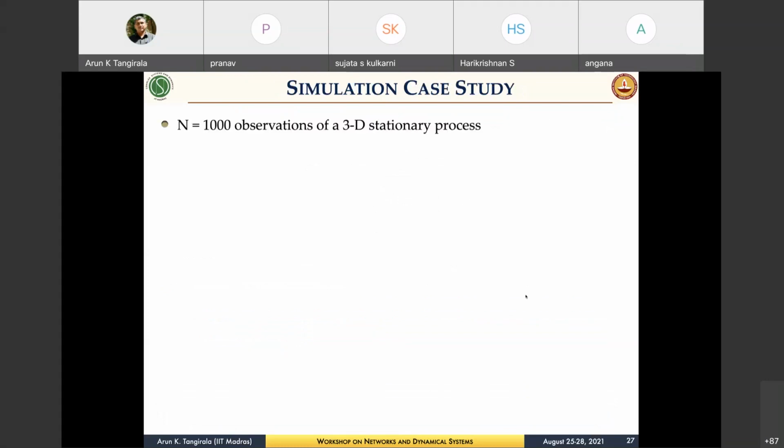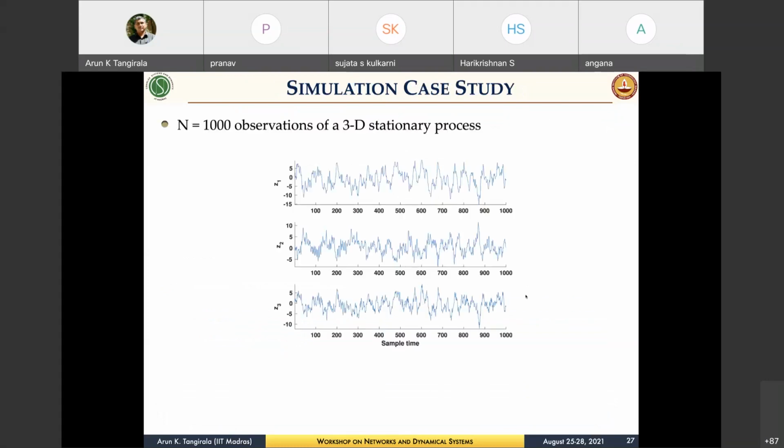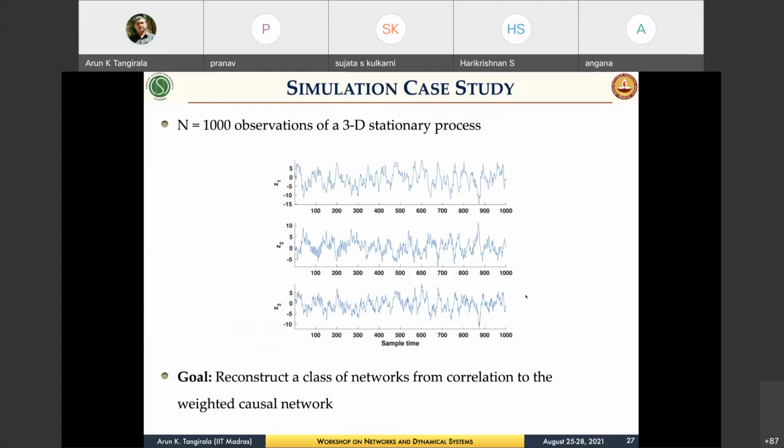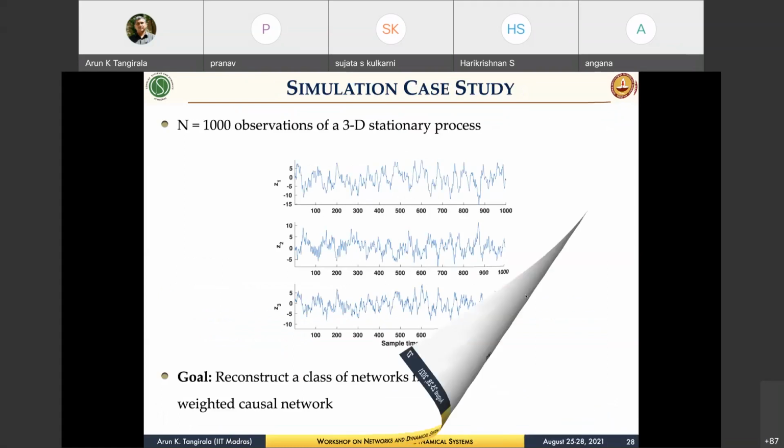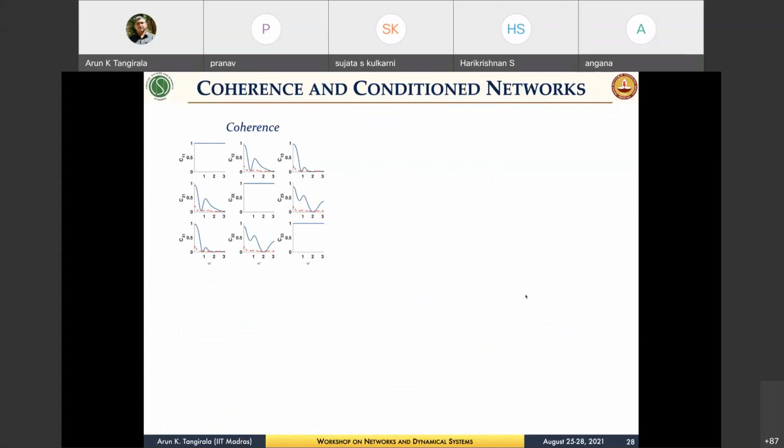So let me just walk you quickly through a simulation case study. I have 1,000 observations of a 3D stationary process. And the goal is to reconstruct a class of networks, starting from undirected and so on. So we primarily use frequency domain measures, and one such frequency domain measure, which is the equivalent of the cross correlation function, is coherence. I'm showing you the coherence function for these three variables.